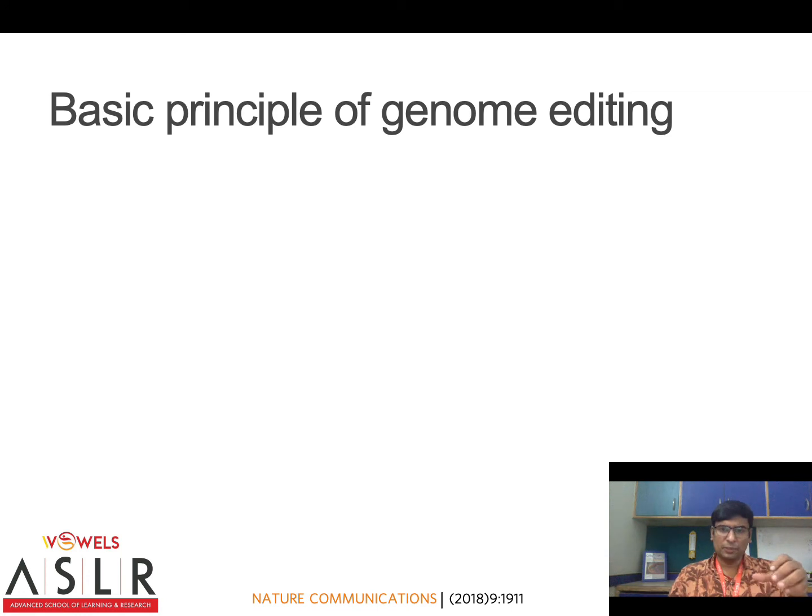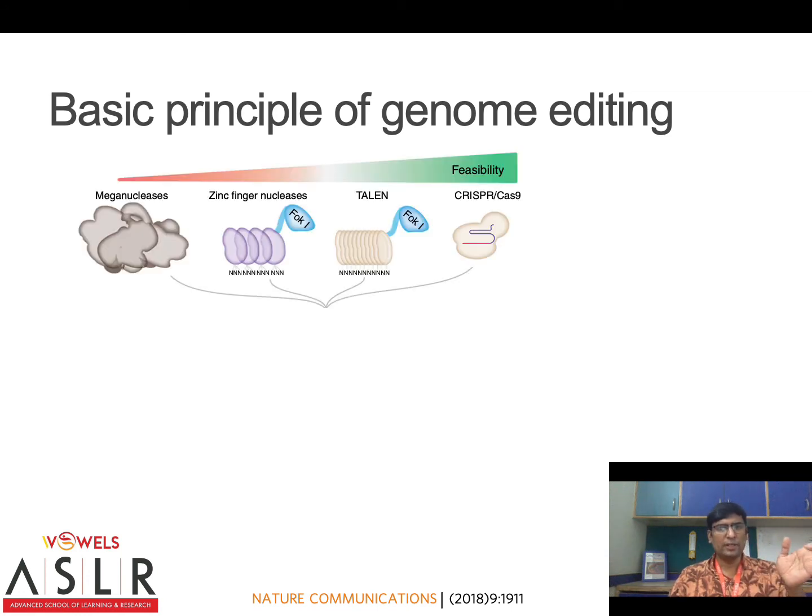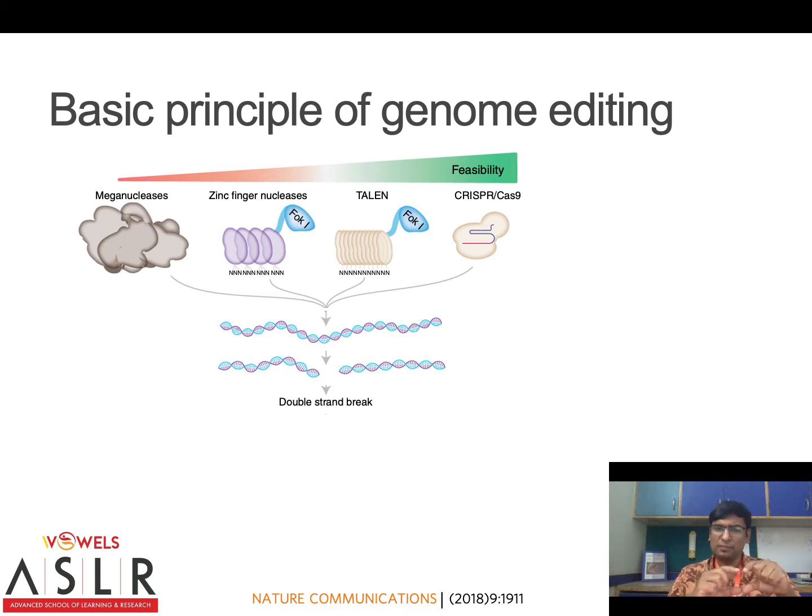I mentioned CRISPR, but there are other genome editing tools like TALEN, zinc finger nuclease, and meganucleases that can also edit the genome. So what they do is, when you supply the CRISPR components, they go into the nuclei, bind to the DNA at a specific precise location based on the DNA sequence that I have chosen, and cause a double-stranded break. Now the DNA is broken.